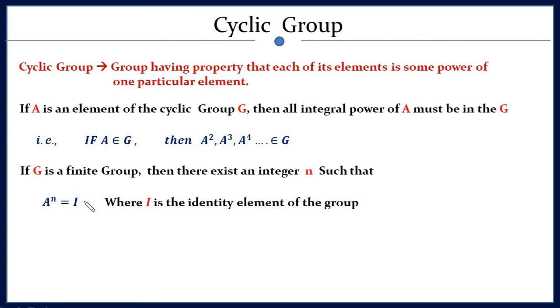With this condition, you can easily guess that once you reach a to the power n, the series will be truncated. How? Because what is a to the power n plus 1? A to the power n plus 1 will be a into a to the power n, and a to the power n is I. Therefore, it will be I into a, and I into a is a. That's the definition of the identity element: if you multiply any element with the identity element, you will get the same element.